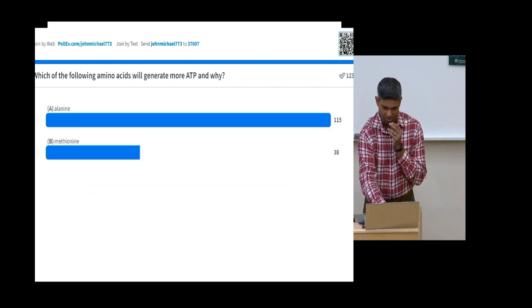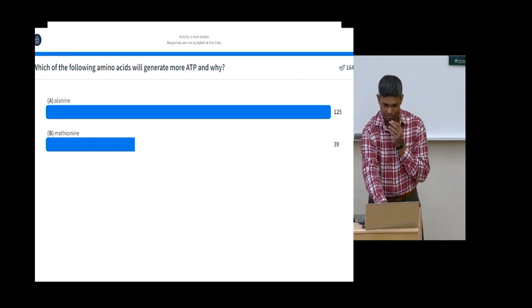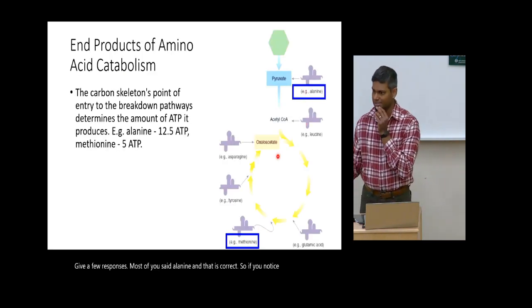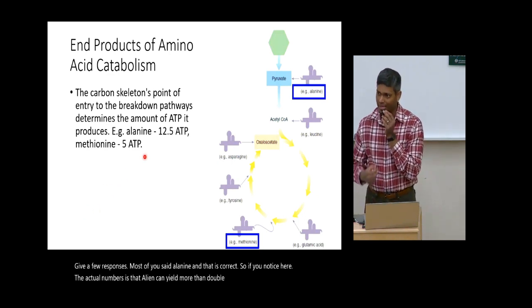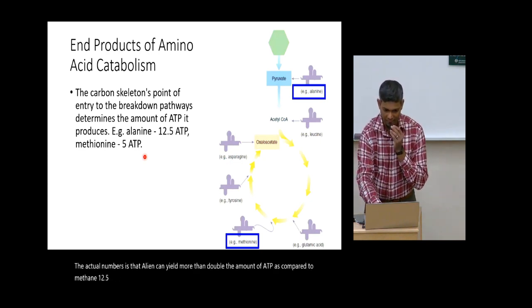Okay, we have a few responses. Most of you said alanine, and that is correct. If you notice here, the actual numbers say that alanine can yield more than double the amount of ATP as compared to methionine, around 12.5 compared to 5.